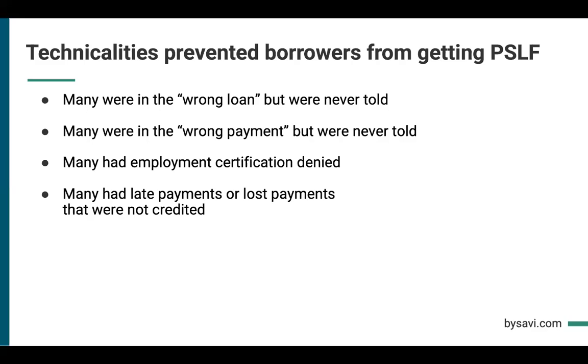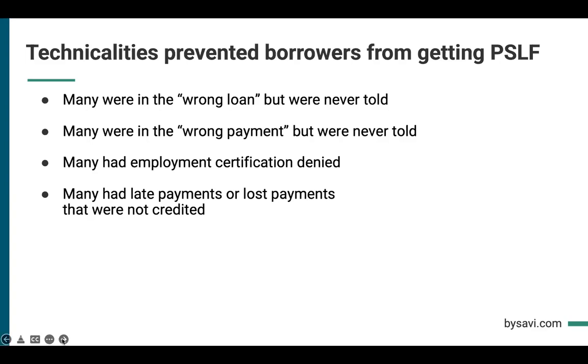So these technicalities prevented borrowers from getting forgiveness and from the promise of the program being delivered. And that promise was simple. If you work in public service for 10 years or more, you can have your loans forgiven. And that's just not how it worked out for so many borrowers.